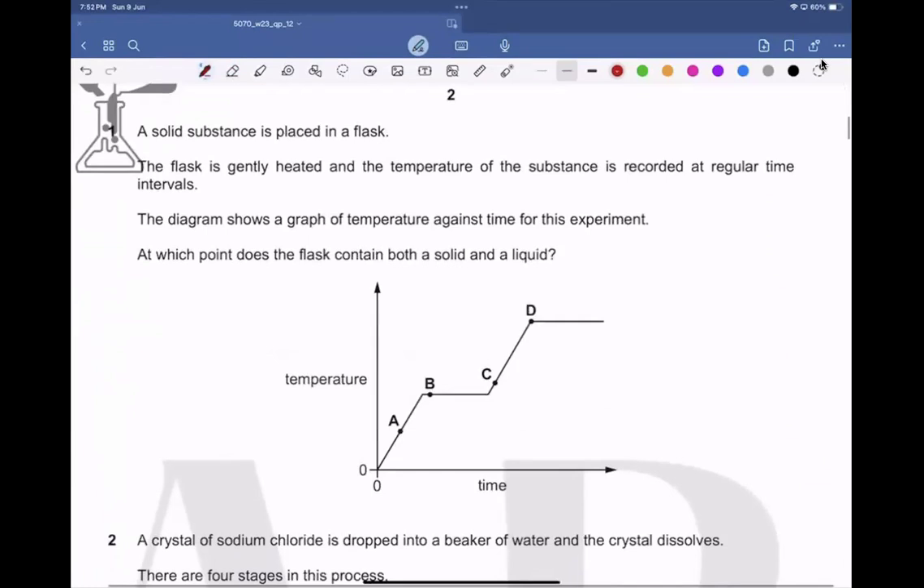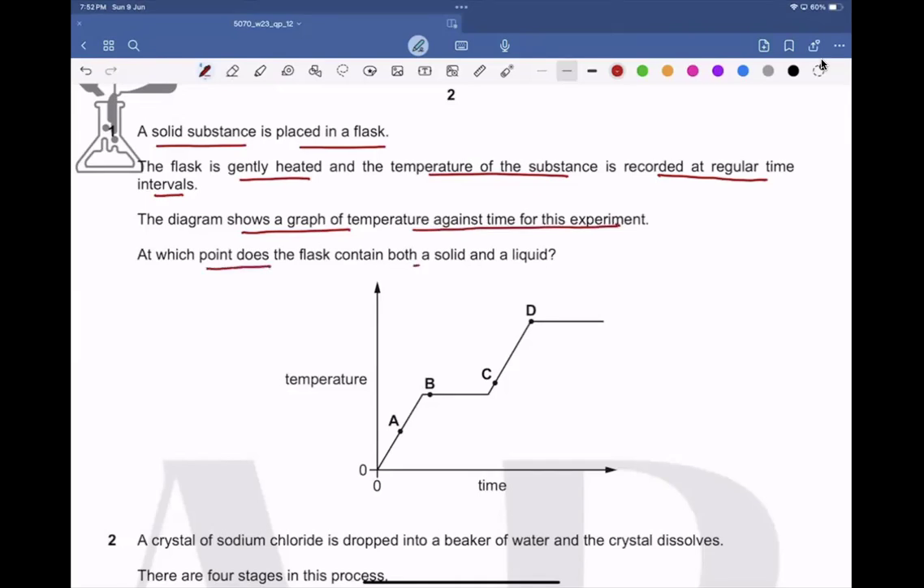Let's start with question number 1. A solid substance is placed in a flask. The flask is gently heated and the temperature of the substance is recorded at regular time intervals. The diagram shows a graph of temperature against time for this experiment. At which point does the flask contain both solid and liquid?